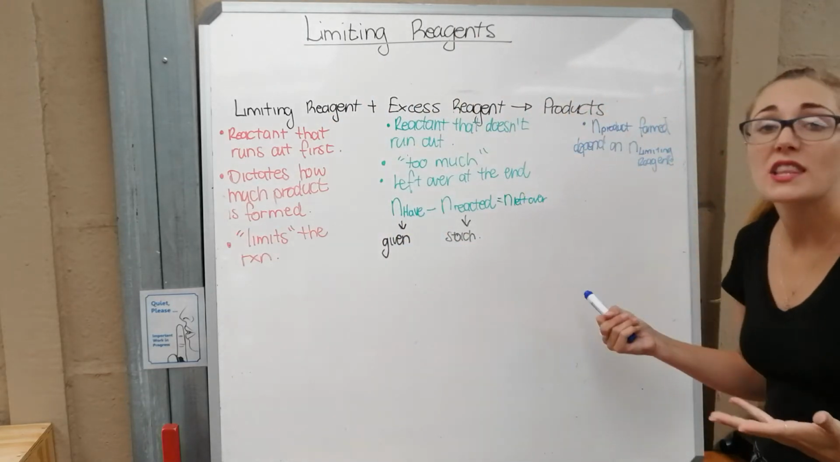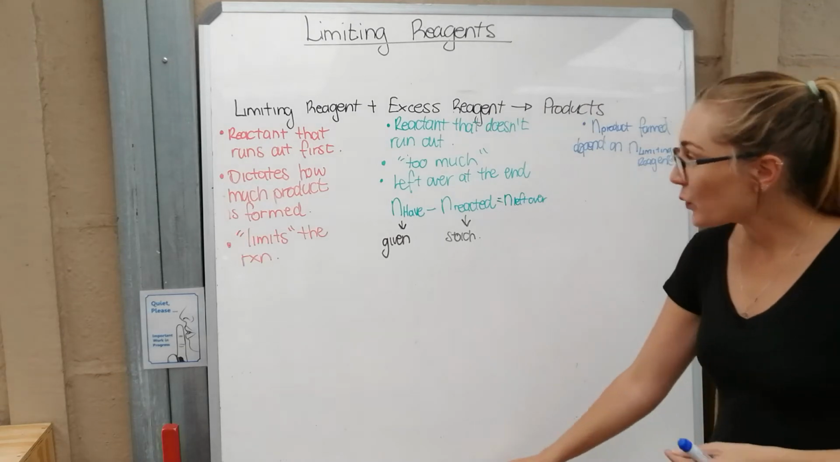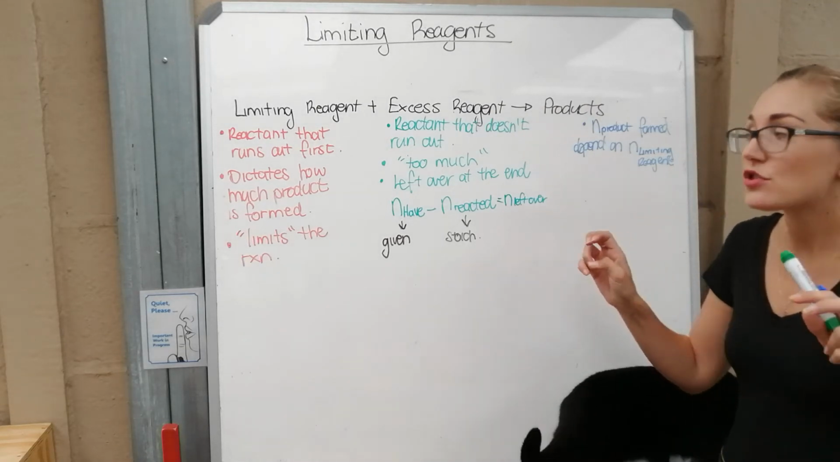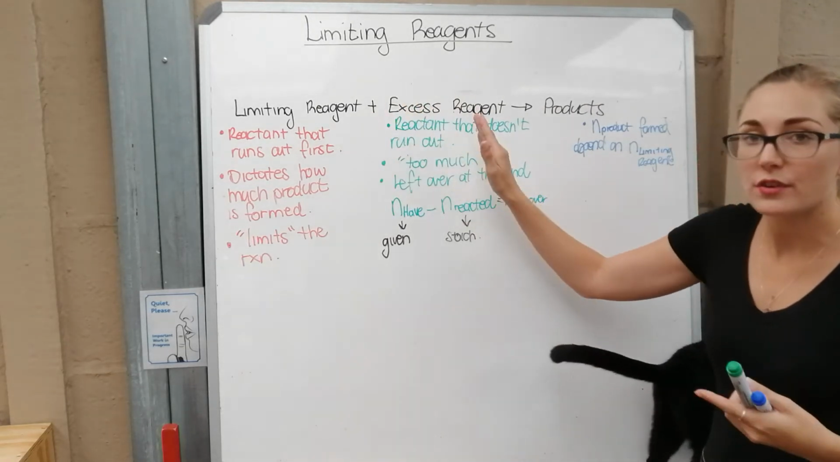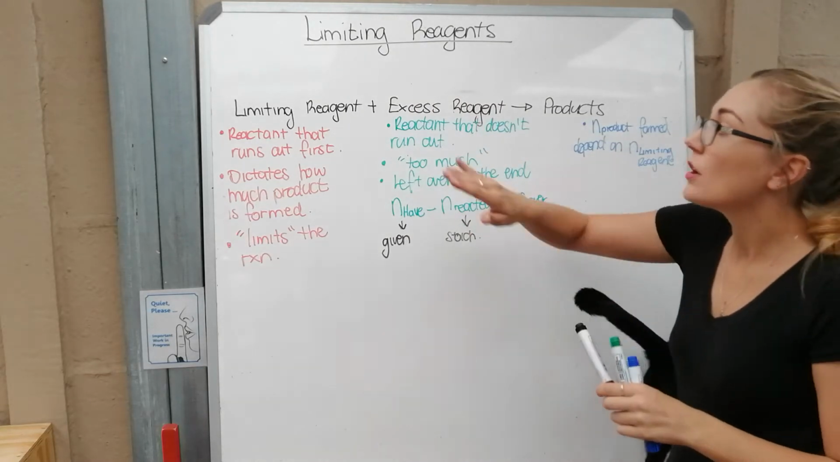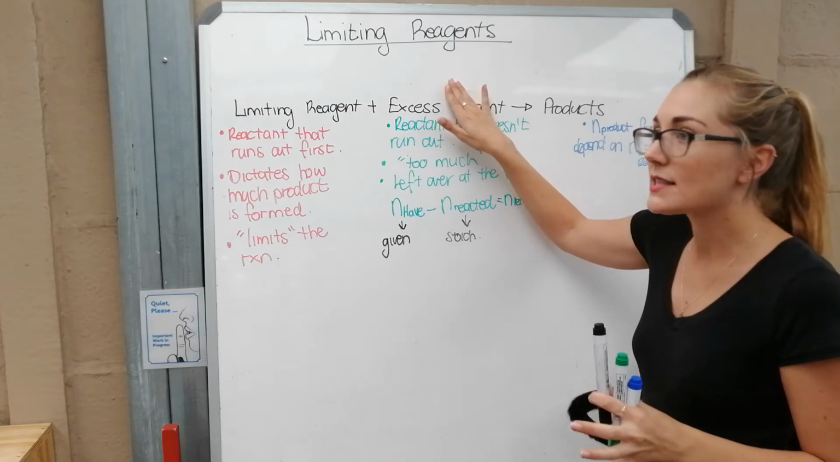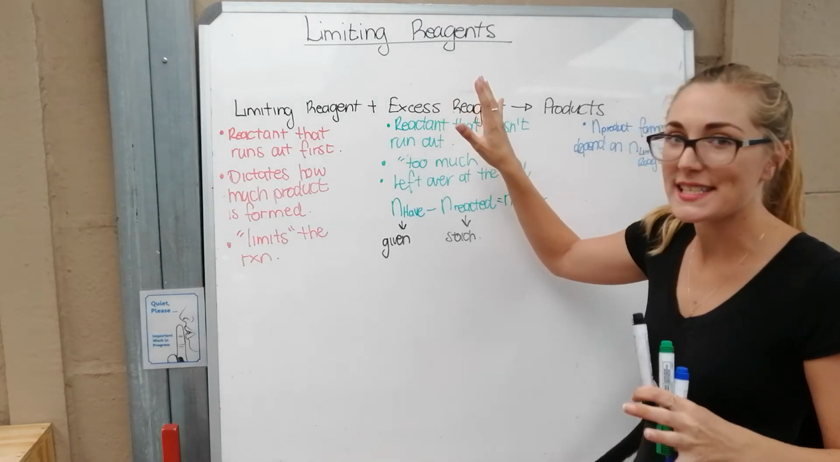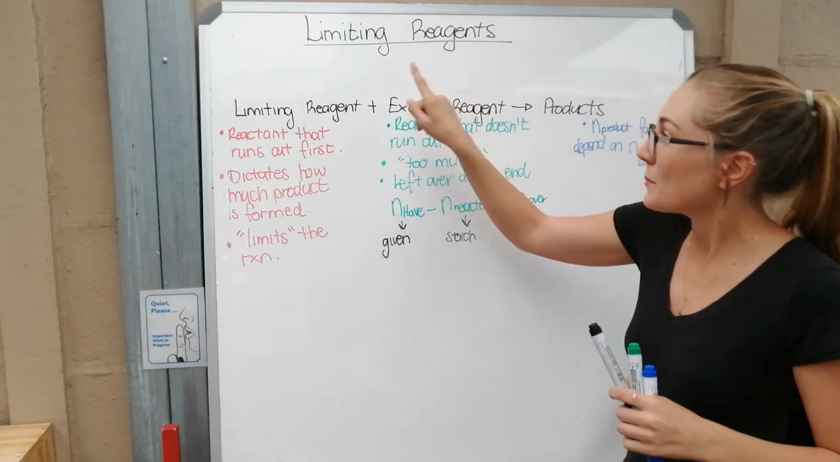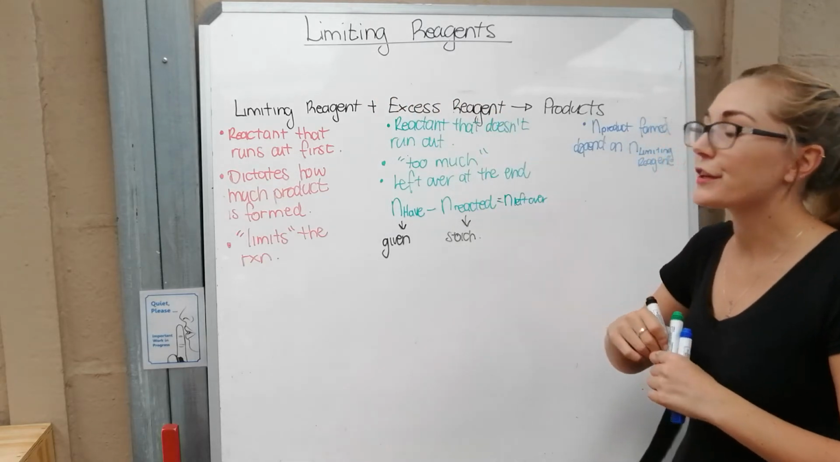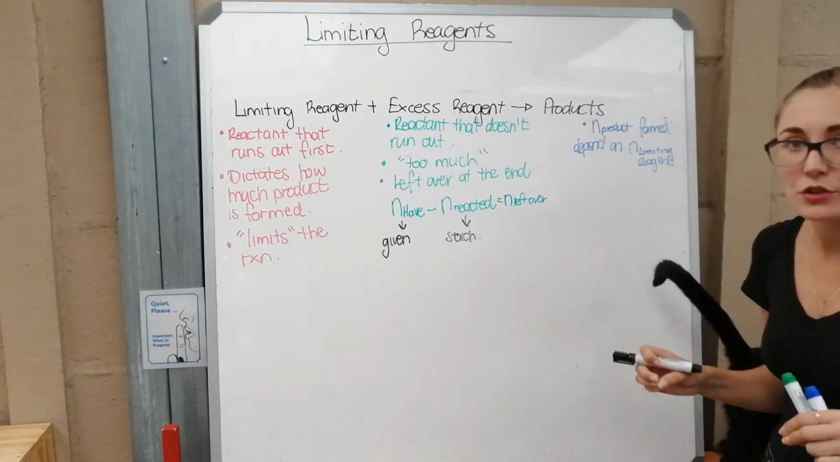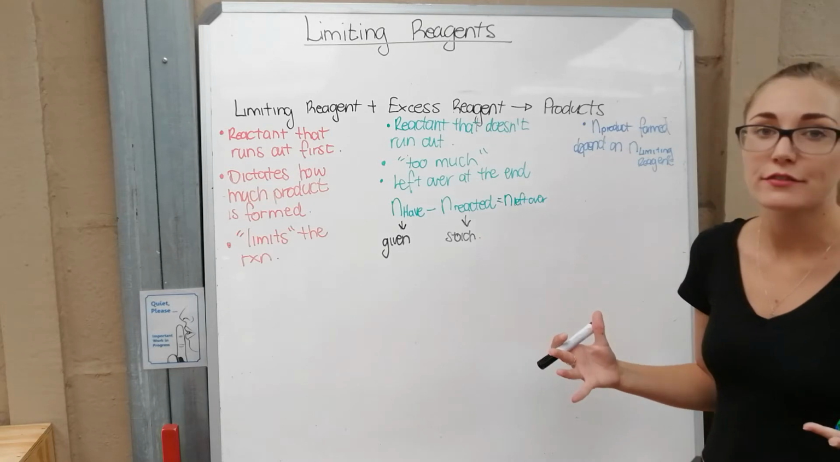Okay, now how do we know when there's a limiting one? If they give you information about the amounts of both of your reactants. So if they tell you the mass of this and the mass of this, then you have to figure out, okay, wait. So they haven't told me which one is in excess. They've given me information about both, which means I have to figure out first which one runs out first. Which one do I not have enough of?